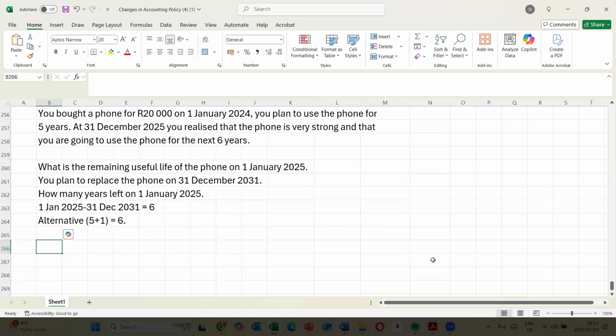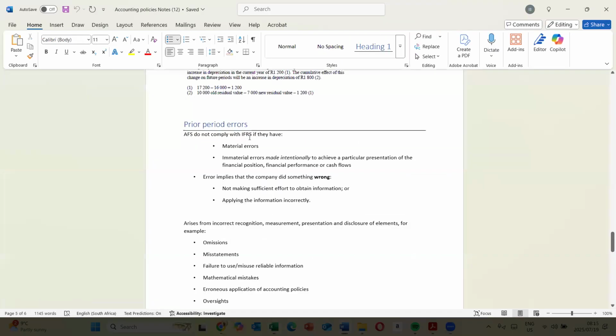All right. So the next one now is I want to look at prior period errors. Annual financials do not comply with IFRS if they have material errors, or immaterial errors made intentionally to achieve a particular presentation of the financial position, financial performance, or cash flow, which we can call fraud, of course. An error implies that the company did something wrong, right? So not making sufficient effort to obtain information or applying the information incorrectly. These are the scenarios that we have with regards to prior period errors.